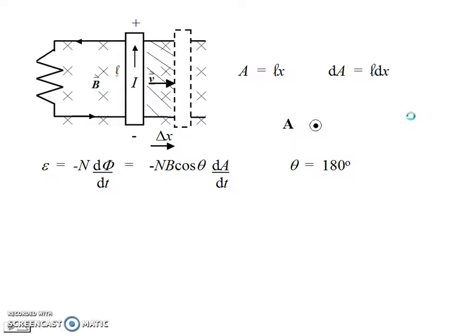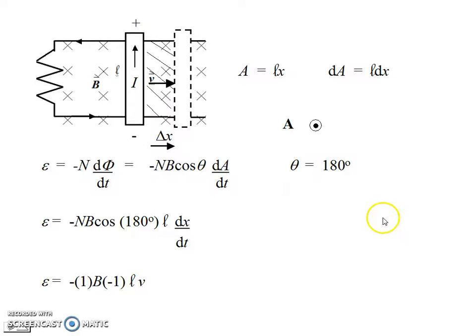So let's put it together here. We have negative N, constant B, cosine 180 degrees, dA dt. Well, L is constant. This is then just dx dt. I'll just differentiate both of these with respect to time. So this is dA dt equals L dx dt. Cosine 180, of course, is negative 1. dx dt we should recognize as being v. And wait a second, these negative signs go away and we're left with BLv.